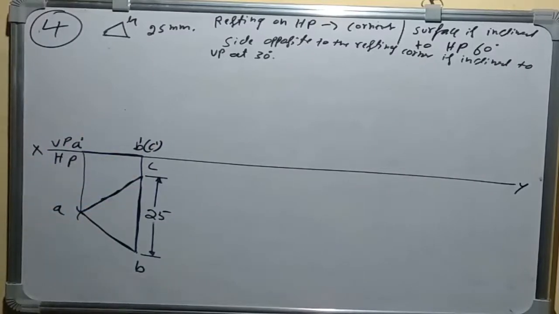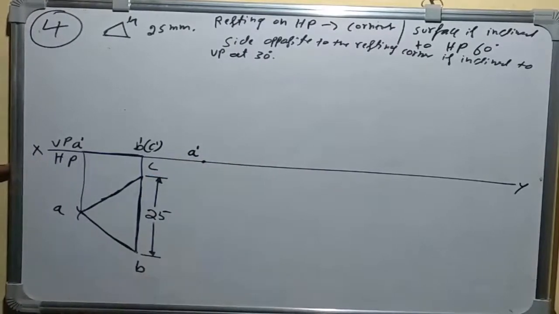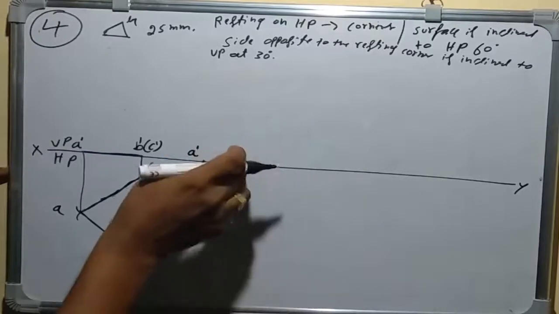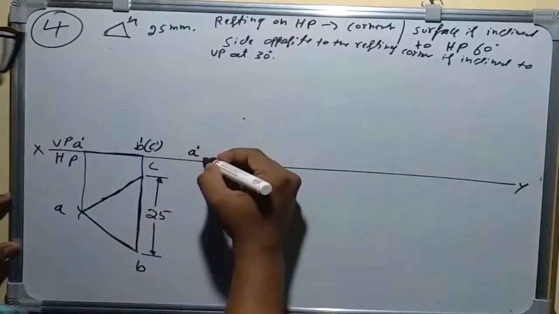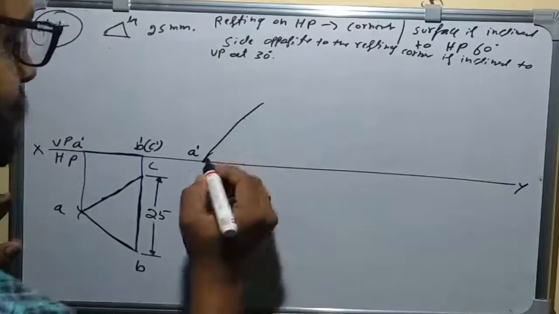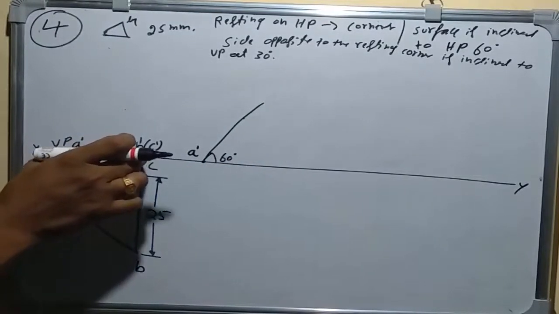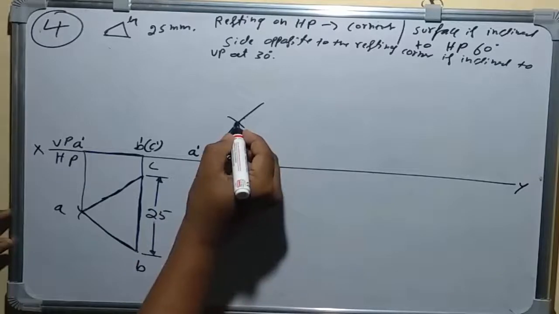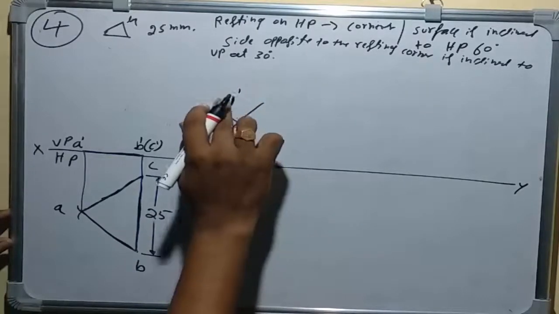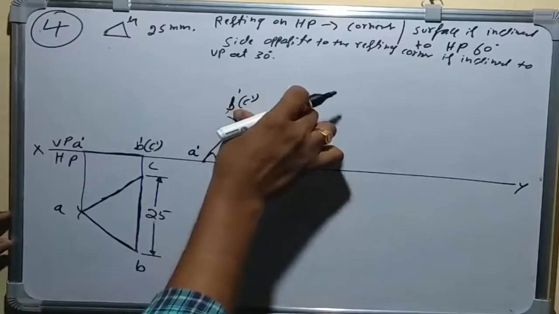In the next second step, the surface inclination we have to make is 60 degrees. So by keeping the resting corner, the resting condition is corner, first we will mark the resting corner A dash, and then 60 degrees. Keep the protractor here, measure the 60-degree point, and passing through this, draw a line, and then show the angle 60 degrees. Then measure the distance between A dash to B dash of C dash, take A dash as center and draw the arc. When you draw the arc, the intersection point will be B dash of C dash. Remaining you can erase.